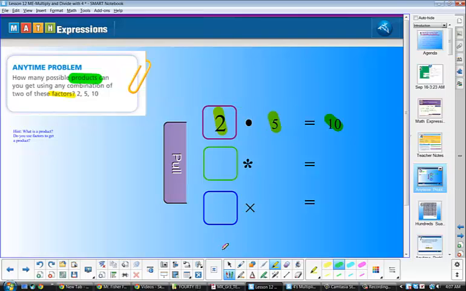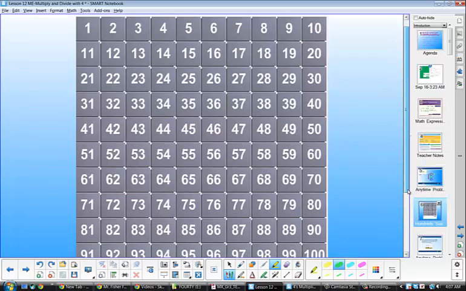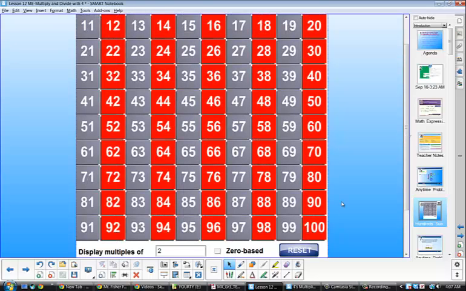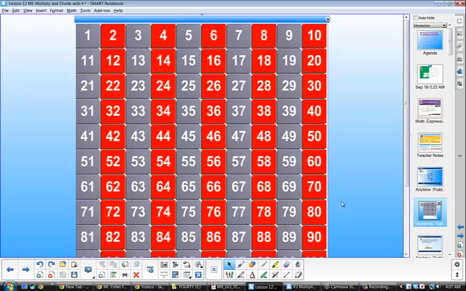Okay? Now, one way that I've been able to teach the students, and it's been very effective, is to see all the multiples of 2. I push enter and it will show me all the multiples of 2. And so I can actually find 2 times 5 by counting 1, 2, 3, 4, 5. 2 times 5 is 10.